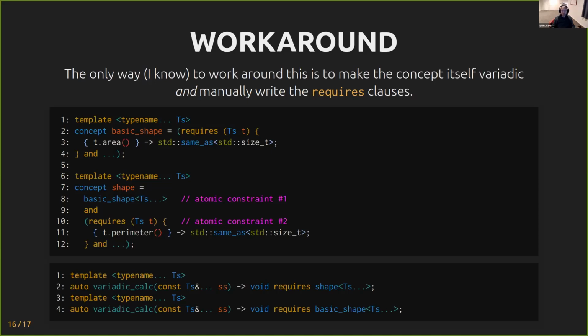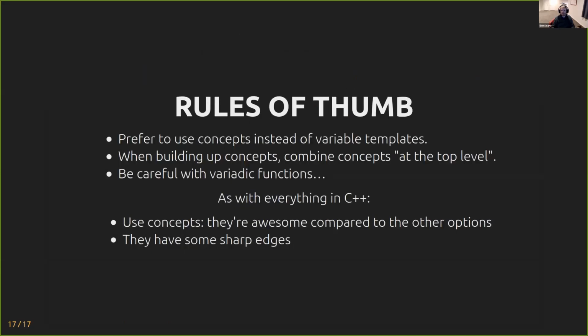I hope that at some point the compiler will be able to look inside fold expressions, but for right now, it's unable to. And so this is what you have to do, I think, if you want subsumption to properly work with variadic argument functions. So a couple of rules of thumb I came up with.